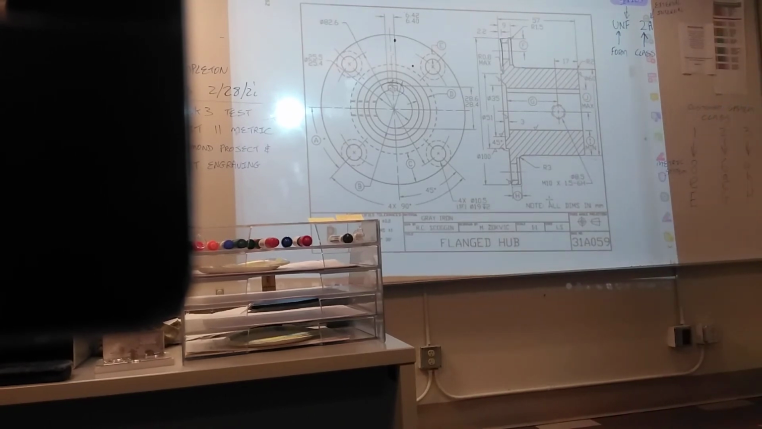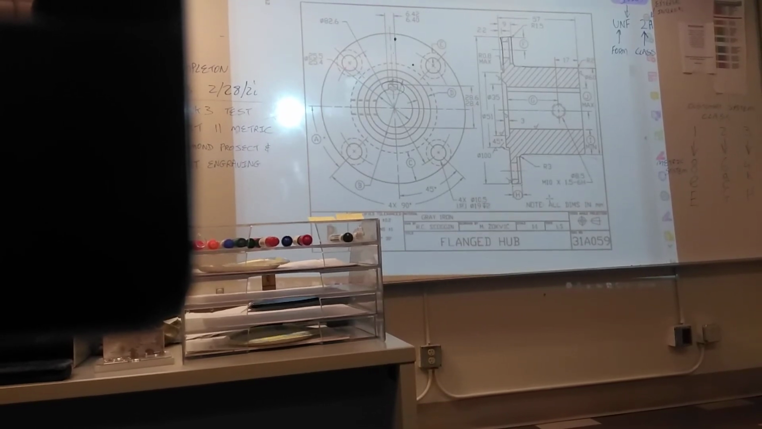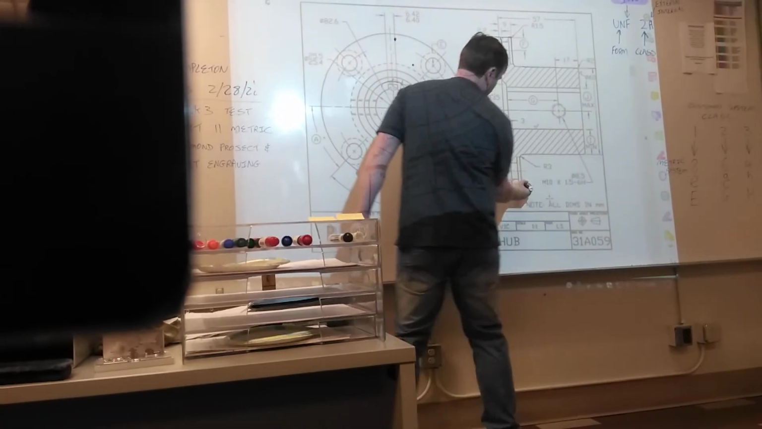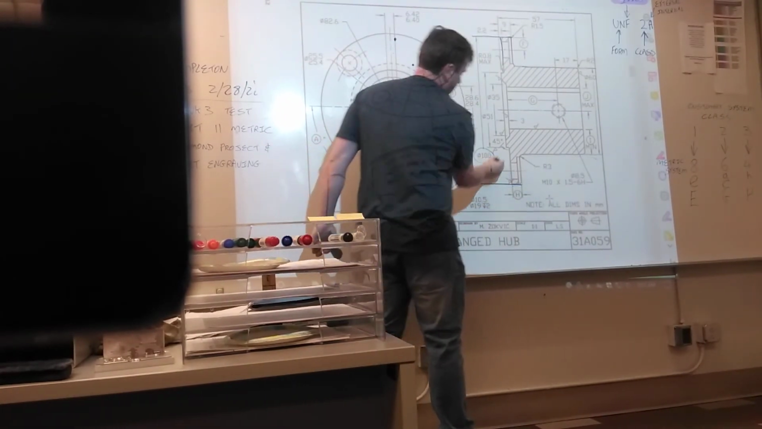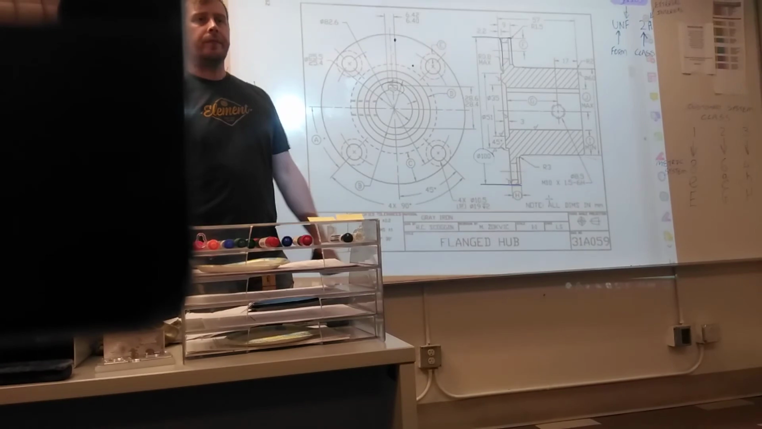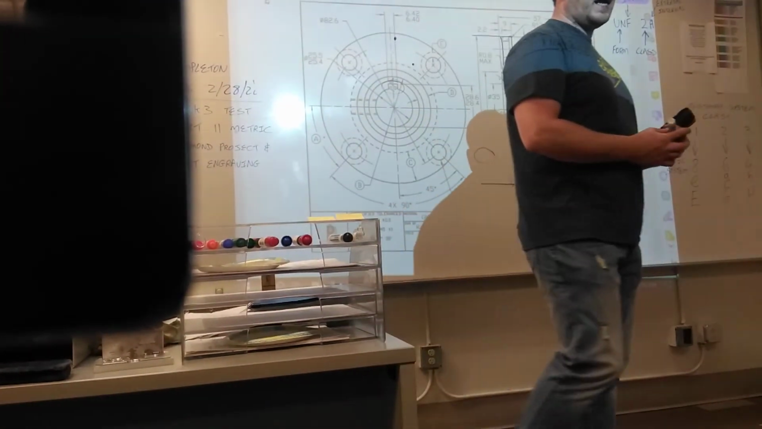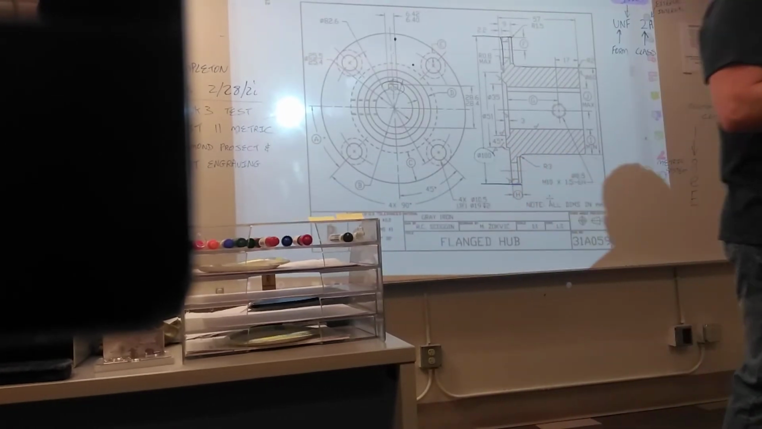What does it say about a hub? Hub is the central part of a wheel, such as the part into which the spokes are inserted. Central piece, right? So what tolerance applies to the flange diameter? What tolerance applies to this number? Where do we need to look? Title block. Unspecified.